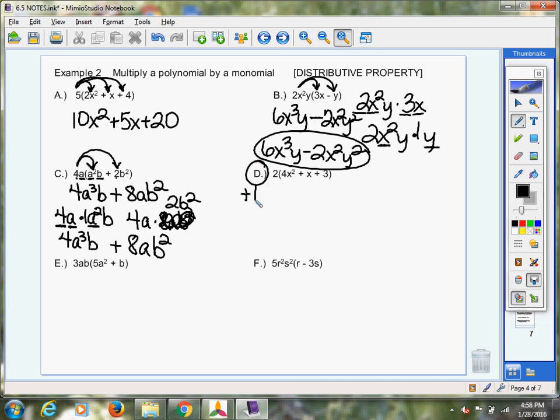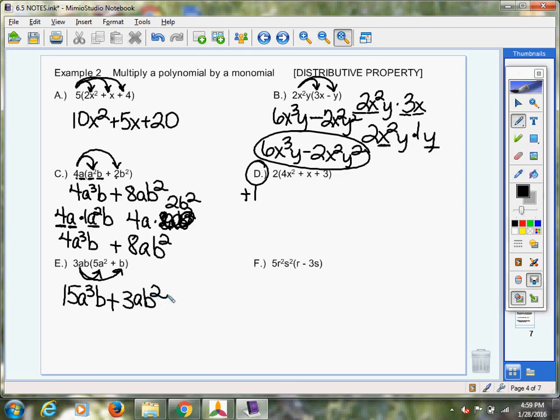I'm going to leave D for you. That's going to be your extra credit. Let me do this one with you, okay? 3ab times 5a squared. 3 times 5 is 15. A times a squared is a cubed. And b, we don't have anything multiplied to it, so we're just going to drop it down. Same thing, 3ab times b. 3 times 1 is 3. A doesn't have anything to multiply to it, no common base. And then b times b is b squared. And that's as good as you can do.